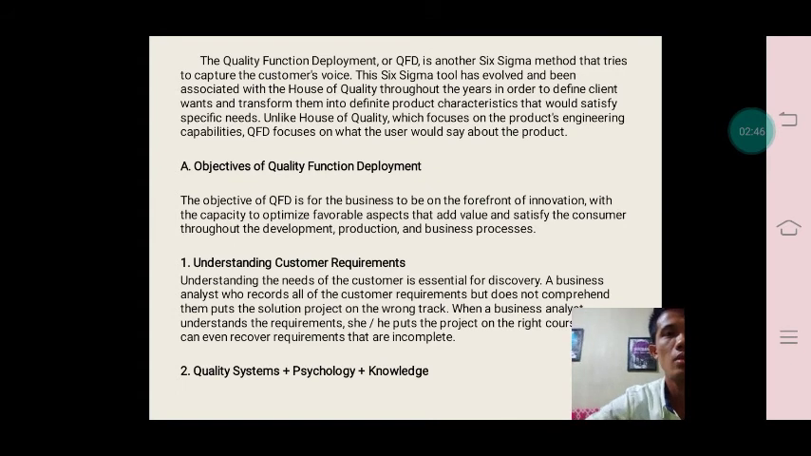Quality function deployment, or QFD, is a Six Sigma method that tries to capture the consumer voice. Like consumer feedback, you must know what their feedback is on your production or what you are doing. The Six Sigma tools have evolved and been associated with the house of quality throughout the years in order to define client wants and transform them into definite characteristics that would satisfy specific needs.